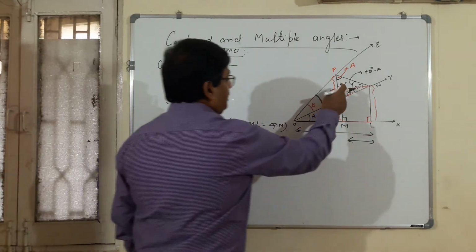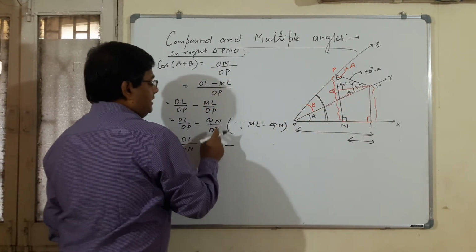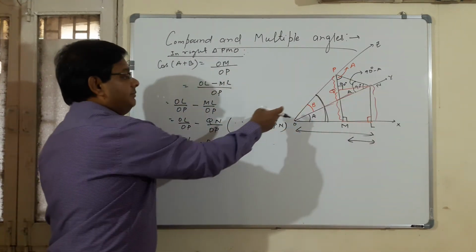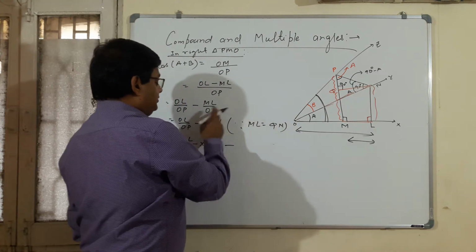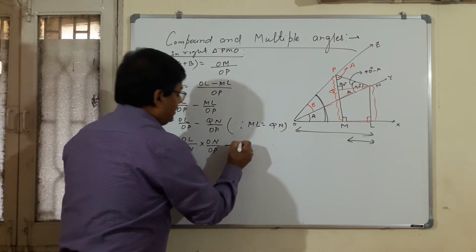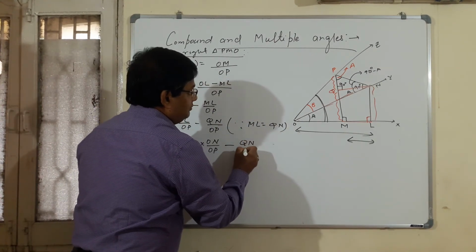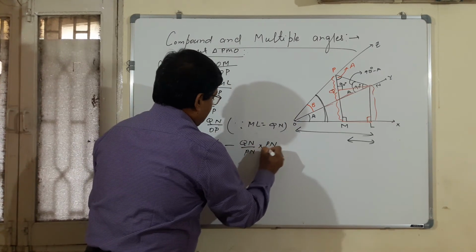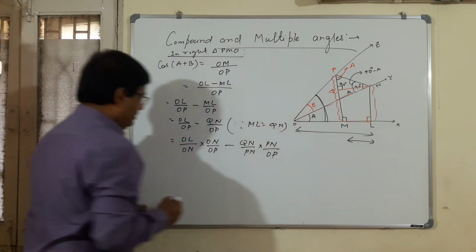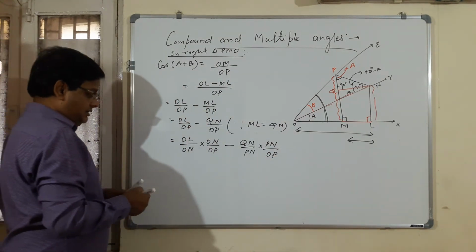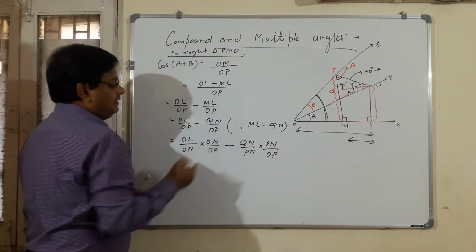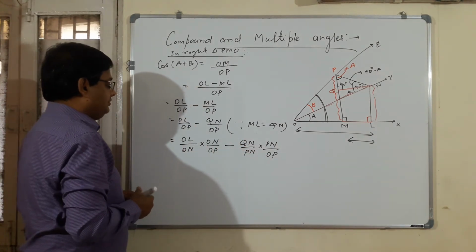So here QN divided by OP, this is QN, and OP doesn't belong to any triangle in this ratio. So we are going to multiply QN divided by PN into PN divided by OP. See here there is no change: ON and ON cancel, PN and PN cancel, there is no change.